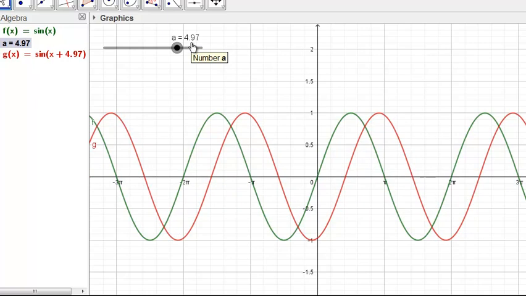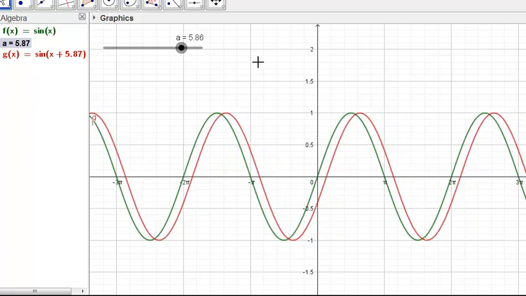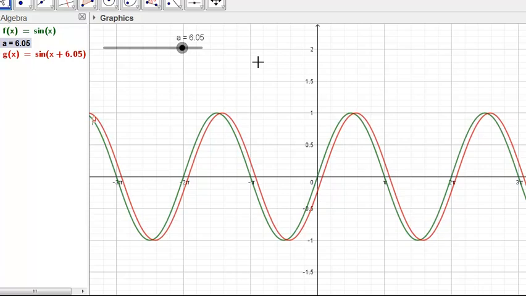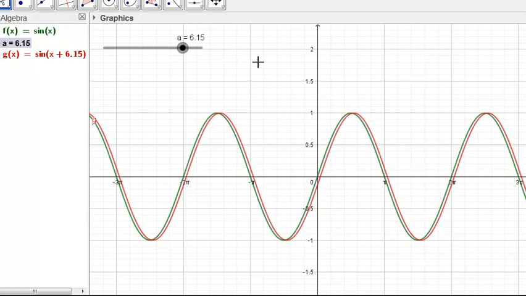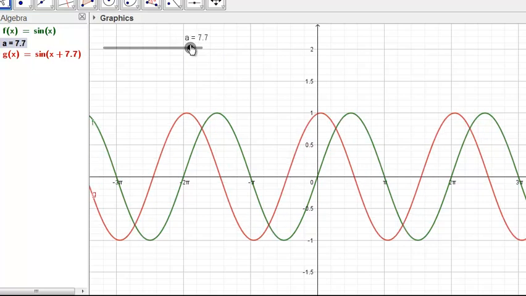So remember what 2 pi is. 2 pi is approximately what? 6.28, right? That's 2 times 3.14. Remember, that's an approximation. So we continue and notice we're getting close to 6.28 now. Alright? And notice at 6.28 we have perfect overlap again. So what shift did it take for these two functions to overlap? Well, 2 pi.